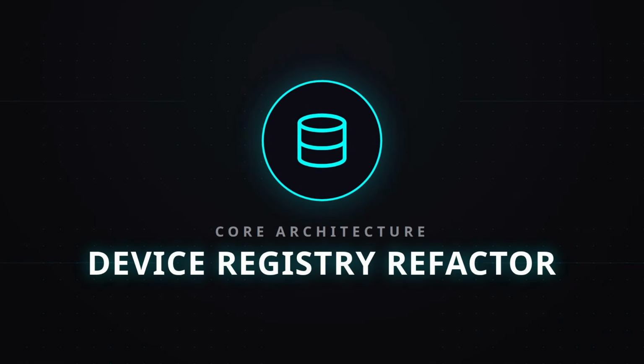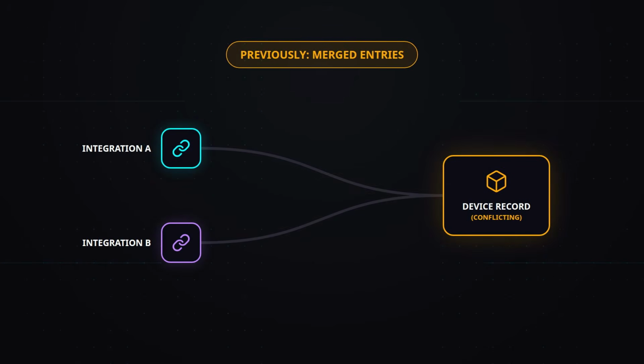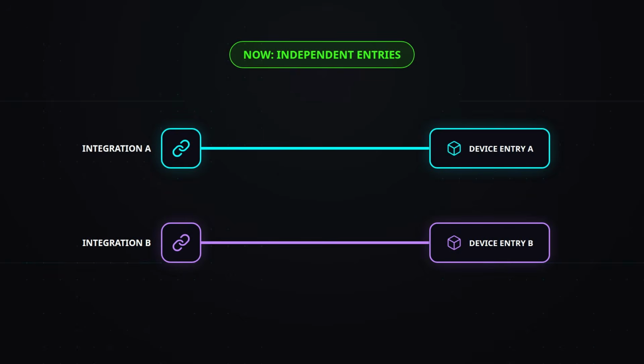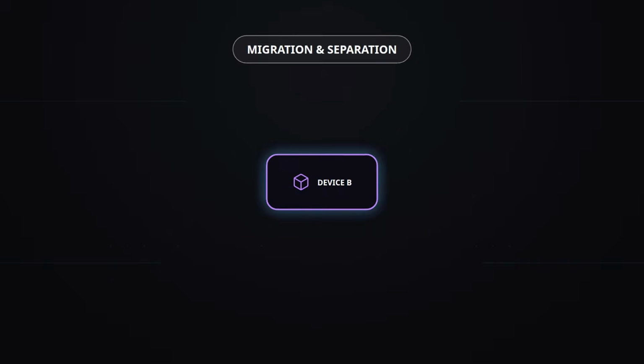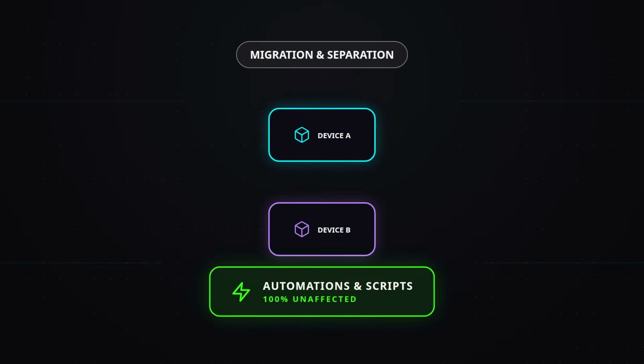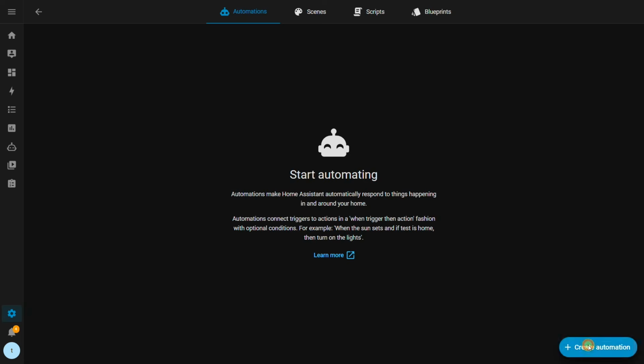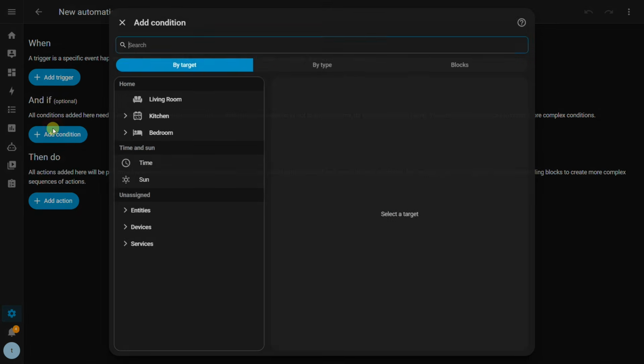Under the hood, the device registry got a major refactor. It no longer merges device entries. Previously, if a single physical device was connected through 2 different integrations, Home Assistant would automatically merge them into a single device record. Now, each integration maintains its own device entry independently. After upgrading, previously merged devices will automatically separate and move entities to their correct device, and your existing automations and scripts remain completely unaffected.